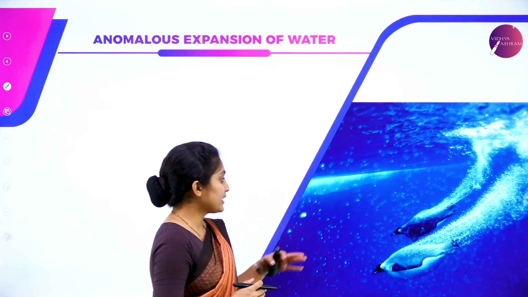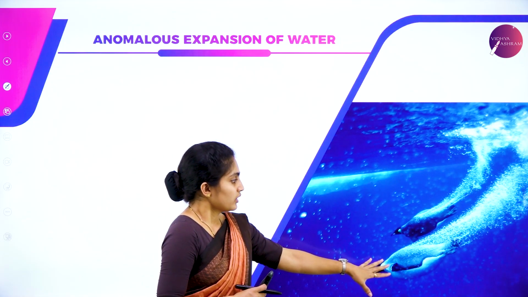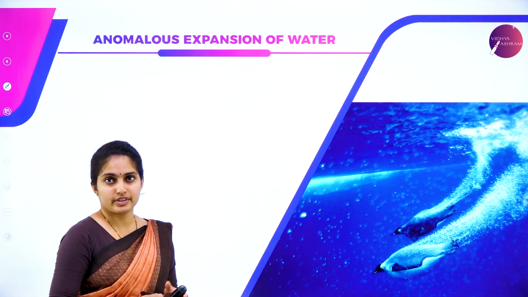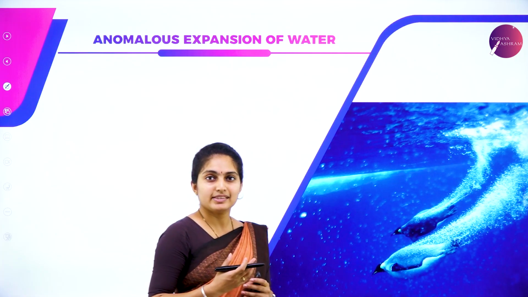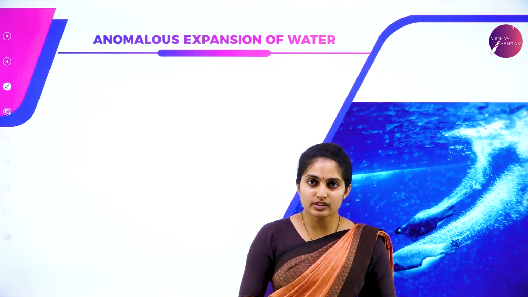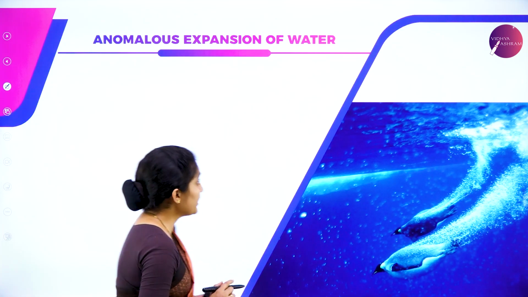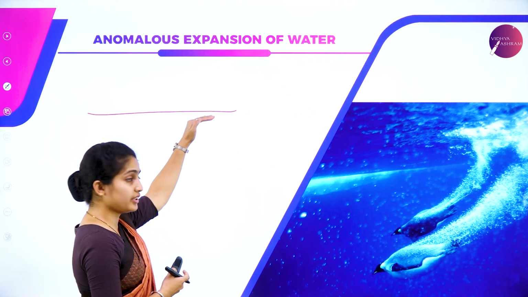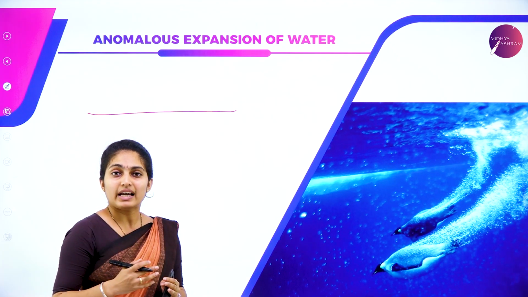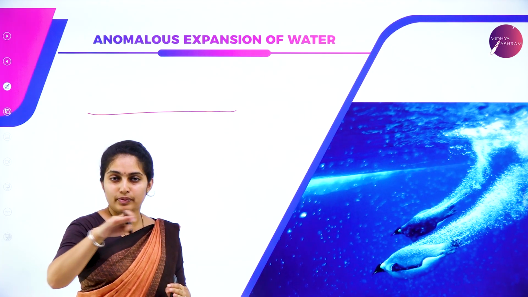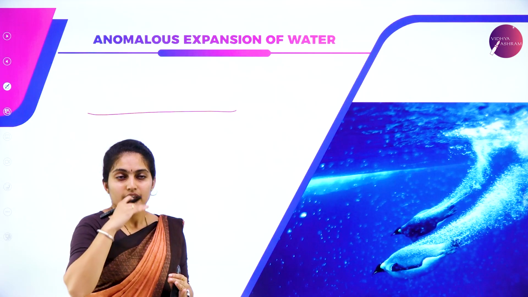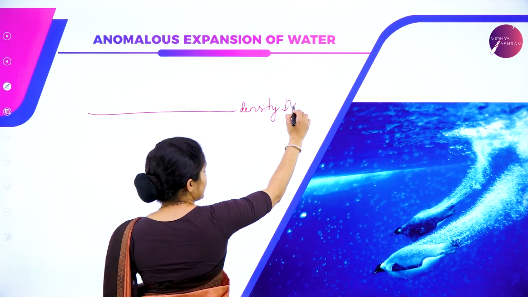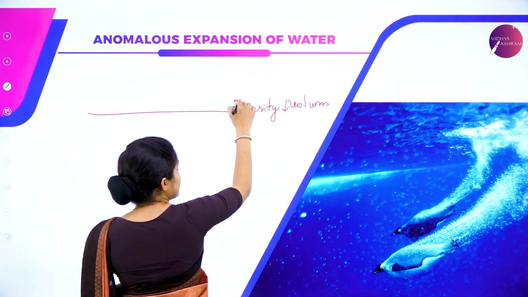What exactly is anomalous expansion of water? As you can see here, the aquatic animals are within the water, that is the ice water. How exactly do we define this anomalous expansion of water? Consider the superficial area of a lake, that is the surface of the lake. Suppose there is a superficial layer here and it is winter. What happens? The water at the top of the lake gets cooled down. As it cools down, its density increases. When its density increases, its volume decreases. This is a decrease in volume and an increase in density.